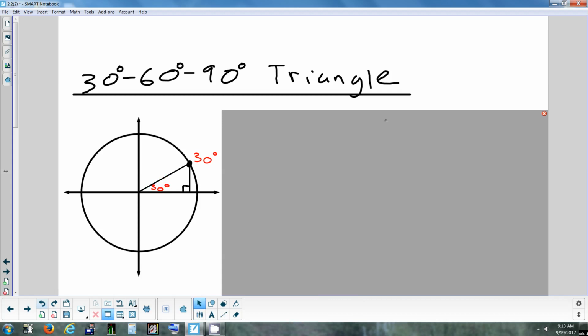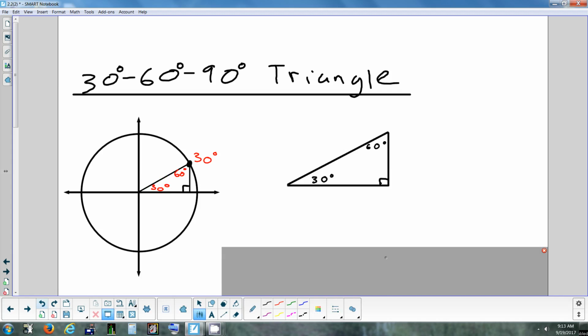And how do I know that the angle at the top has to be 60? When you add 90 and 30, you get 120, so the remaining one has to be 60. Right, all the angles in a triangle have to add up to 180. Okay, so again, I've drawn the same triangle off to the side, just a little bigger so I've got some space to work with it.